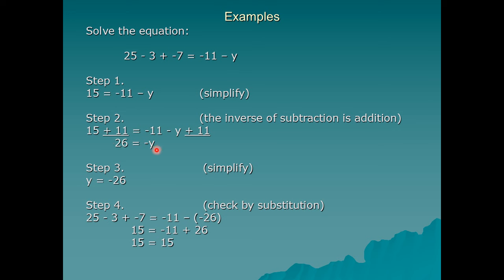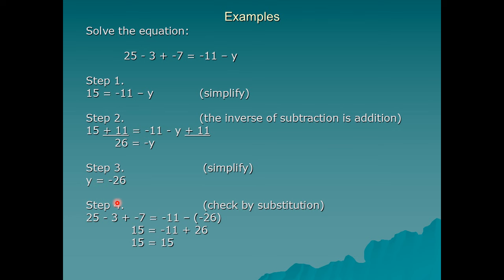Again, to get rid of the negative sign, we multiply both sides by negative 1. Then we get y equals negative 26. We just multiply both sides by negative 1, and we wrote y on the left side. That's not required, but a lot of times we want to see the unknown on the left side. That's like a convention, it's not required. In step 4, we actually verified the answer.